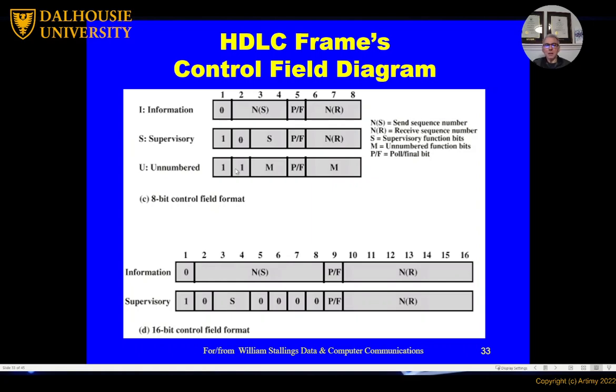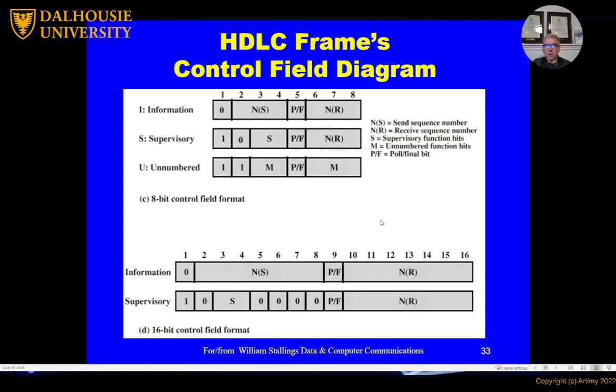All right. The final control type is the unnumbered. These start with 1, 1, and we have 1, 2, 3, 4, 5 bits for different functions. All right, so we will see one of these functions in a minute.